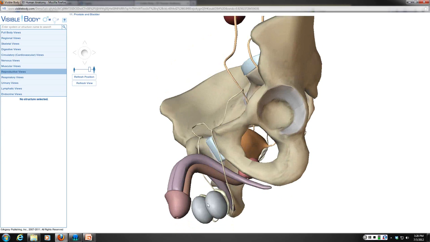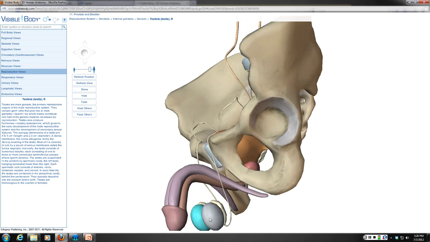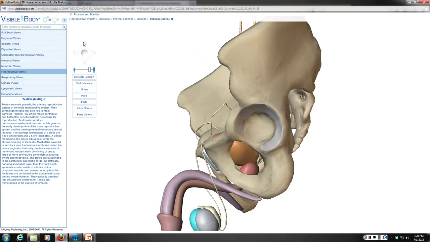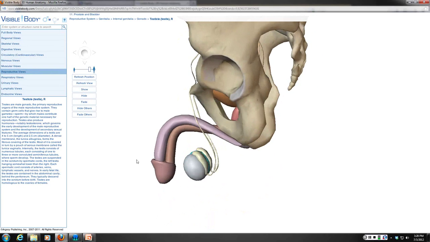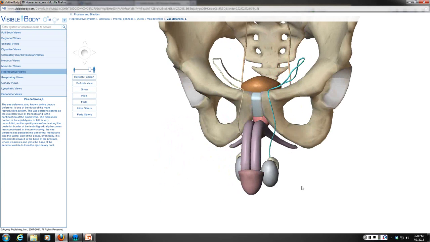All right, here's a testis. Here's a testis. And again, your sperm cells are made there first. Then they move into, I'll rotate this around, the epididymis on each side. They move from there into the ductus deferens or the vas deferens on each side.